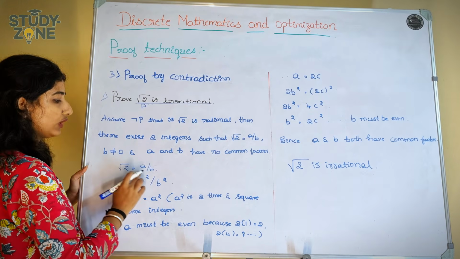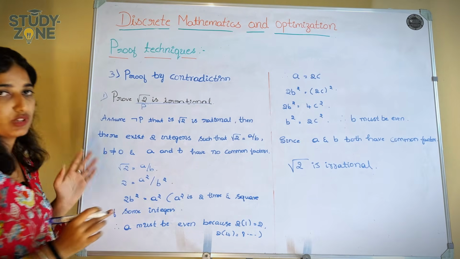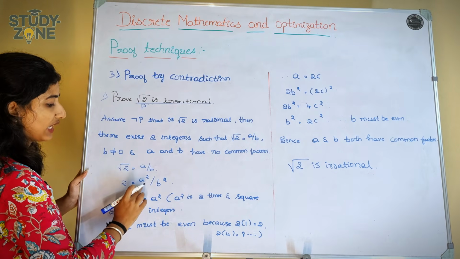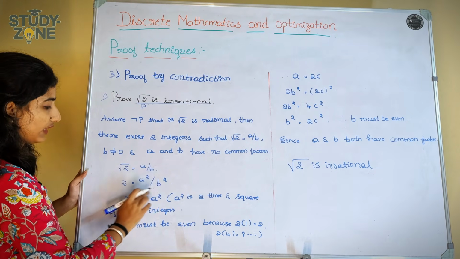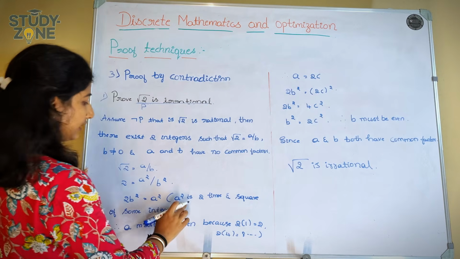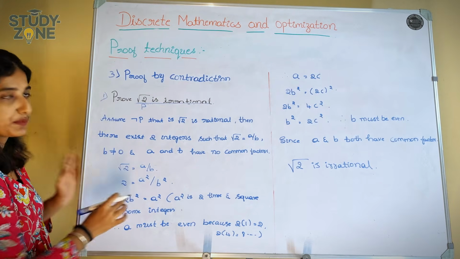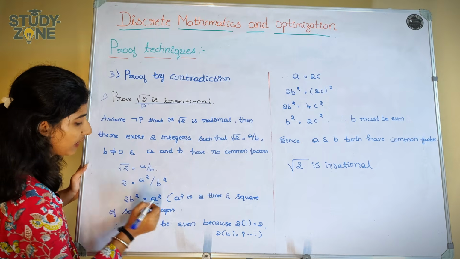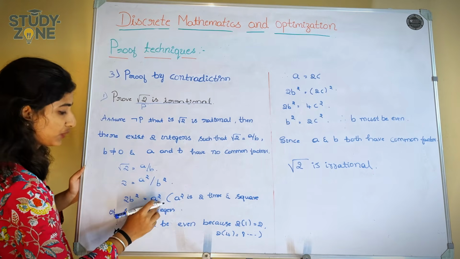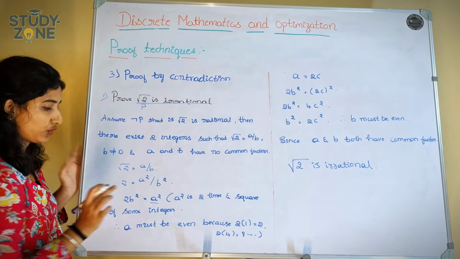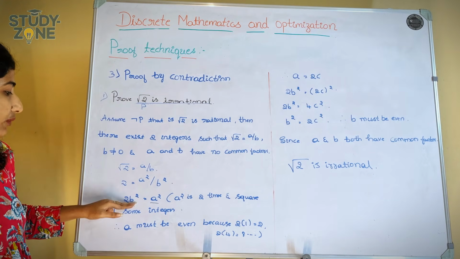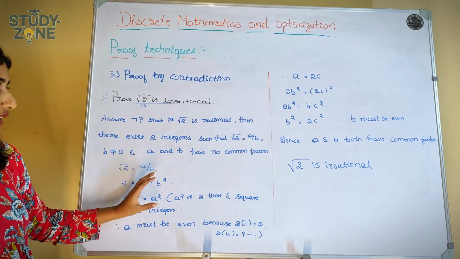Now we have root 2 equals a by b. So now what I am doing is taking this square root to this side. So we have 2 equals a square by b square. Now taking this to the left hand side, that is, 2b square equals a square. So here a square is 2 times b square, right? Here a square is the square of some integer, and a square equals 2b square. Therefore, a must be even, because if we multiply 2 with anything, we get an even number, right?